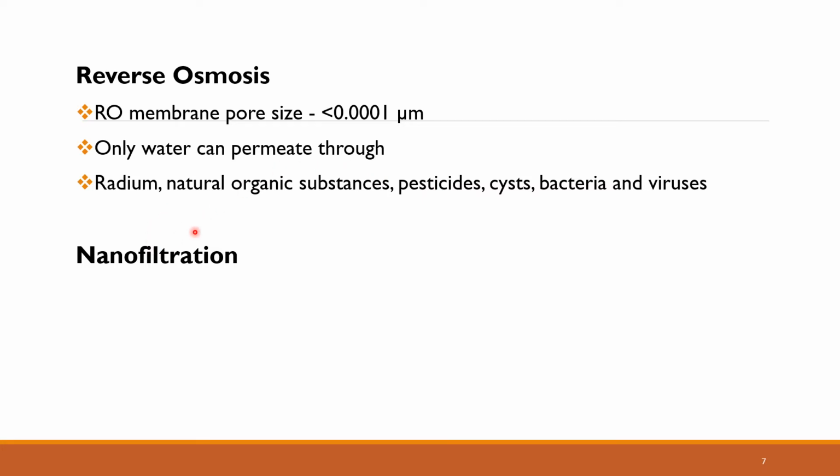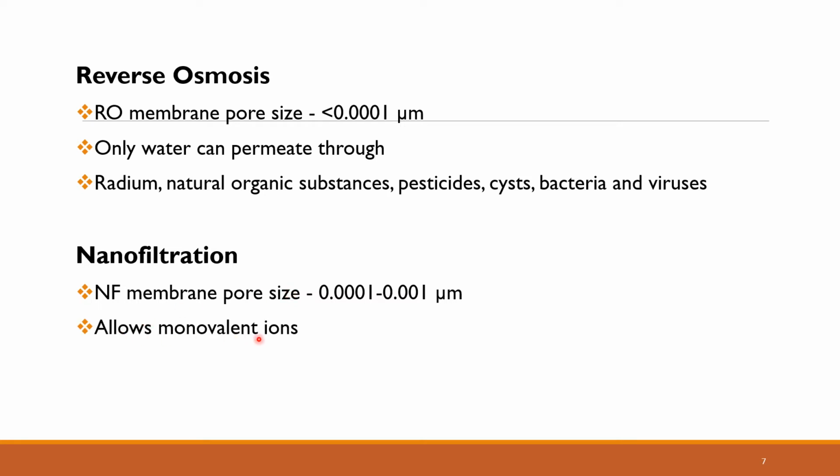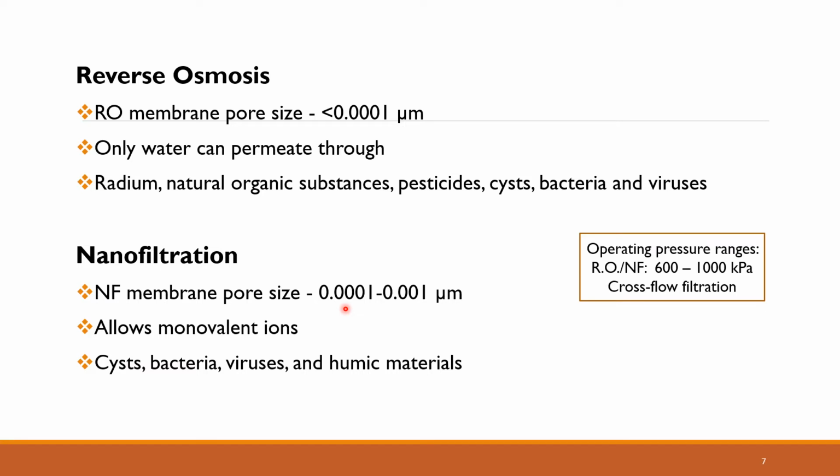The next method is nanofiltration. The nanofiltration membrane pore size is slightly larger than the reverse osmosis membrane pore size, and it ranges between 0.1 to 1 nanometer or 0.001 micrometer. This allows the transfer of monovalent ions, whereas all the other materials such as cysts, bacteria, viruses, etc. are restricted. You know that the principle of membrane filtration process is forcing the fluid to flow under the action of pressure.